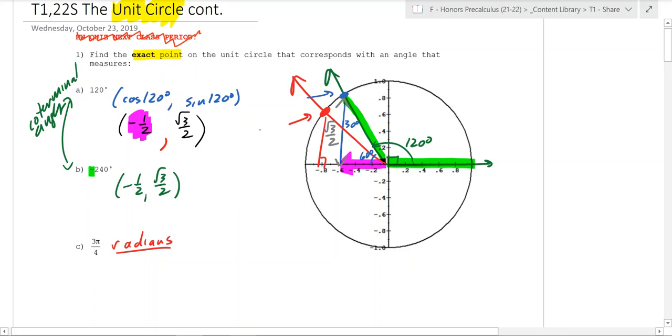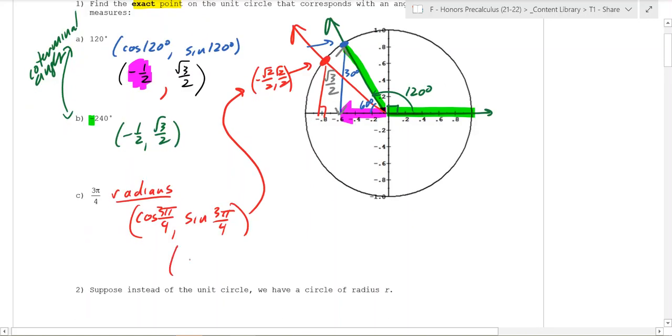So if that's the 45, 45, 90, you know it's going to be negative. It's going to be, more specifically, cosine of 3 pi over 4, comma, sine of 3 pi over 4. And you just need to know that that point is negative root 2 over 2, comma, root 2 over 2. Because you got to go backwards for the x value and up for the y value. And these are exact values. They're not written in decimals.